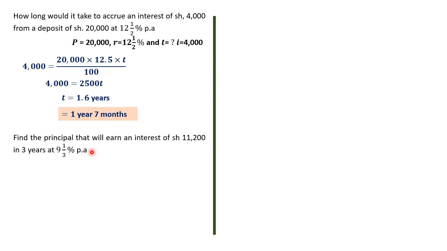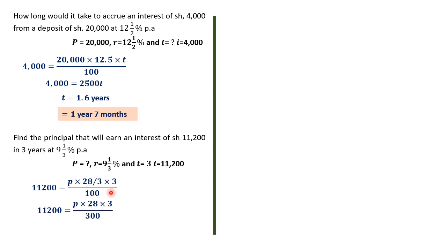Lastly, we're told, find the principal that will earn an interest of 11,200 in 3 years at a rate of 9.3% per annum. Therefore, again, principal is not given. We have the rate, we have the time, we have the simple interest, and therefore we just put the values in the formula. For the 28/3, this is just 9.3 written as an improper fraction. So you just need to bring the 3 below here, you get 300, and then we are going to have P times 28 times 3. And so you can simplify by multiplying both sides by 300, then you divide everything by 28 times 3. You get your principal is 40,000.